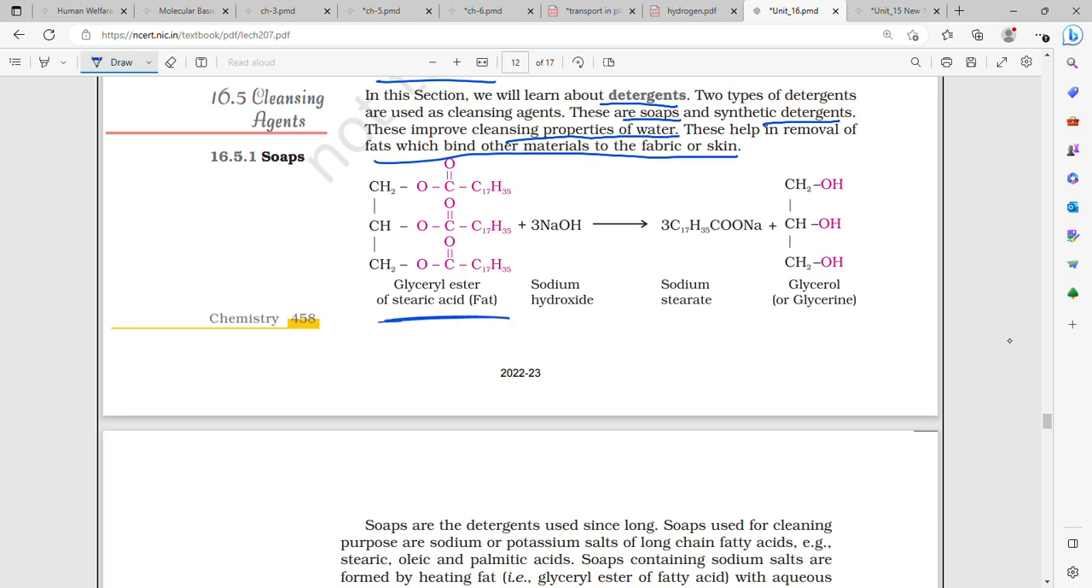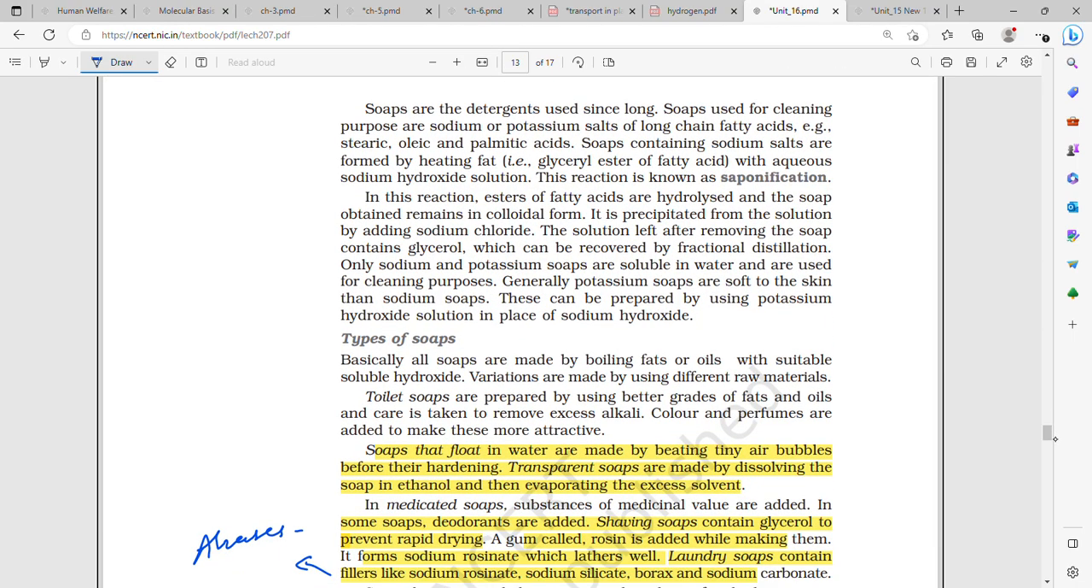Glycerol ester of stearic acid, which is fat, plus sodium hydroxide gives us sodium stearate and glycerol or glycerin, which is used as a soap bar. Soaps are the detergents used since long. Soaps used for cleaning are the sodium or potassium salt of long chain fatty acids, for example stearic, oleic and palmitic acid. Soaps containing sodium salts are formed by heating fat, the glycerol ester of fatty acid, with aqueous sodium hydroxide solution.